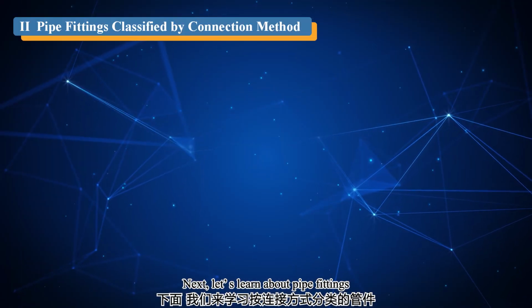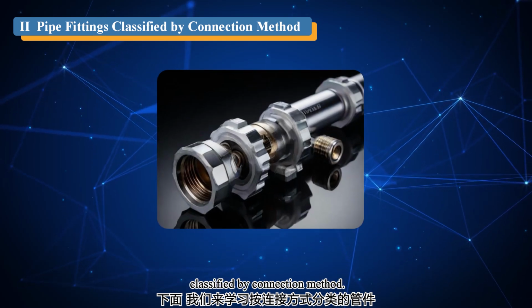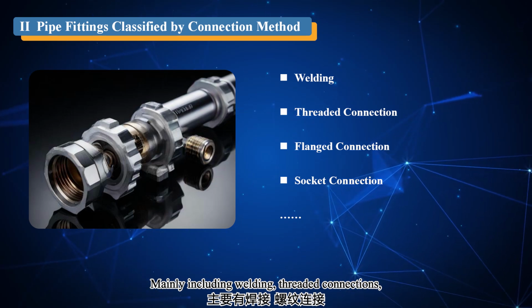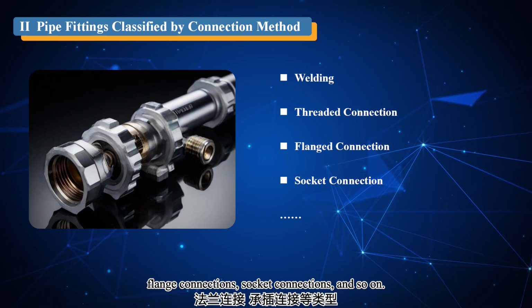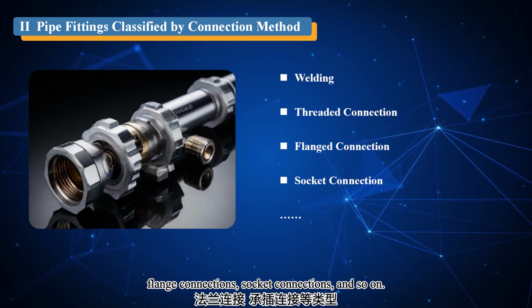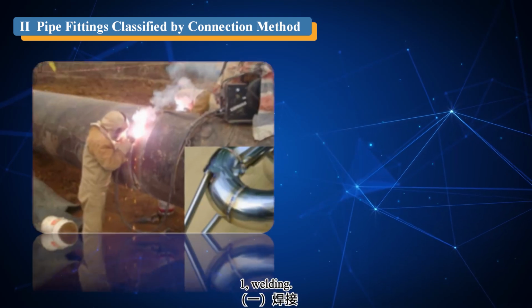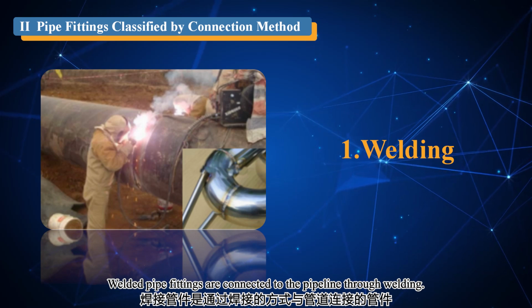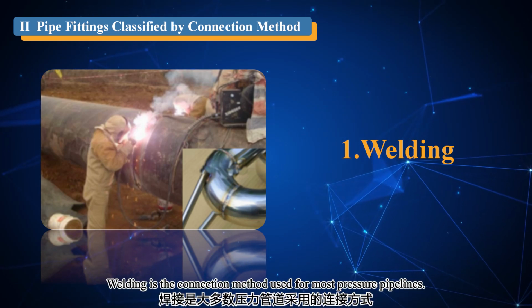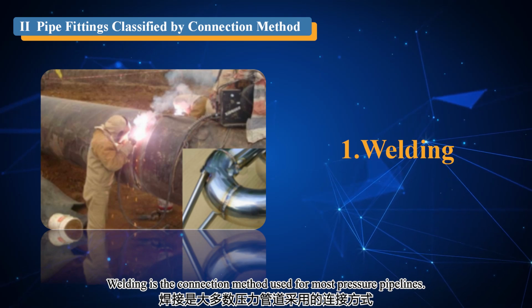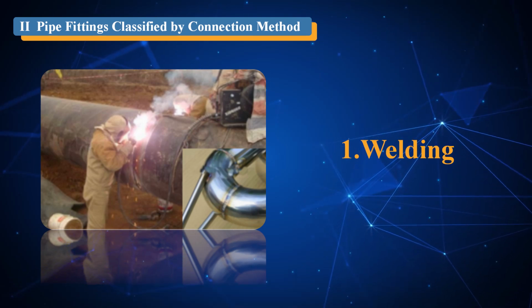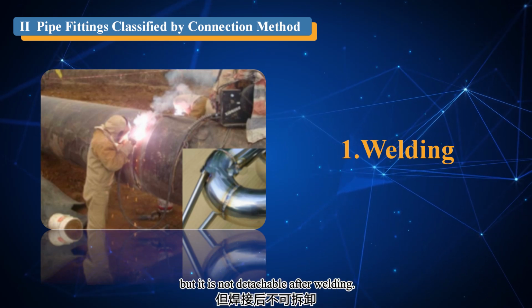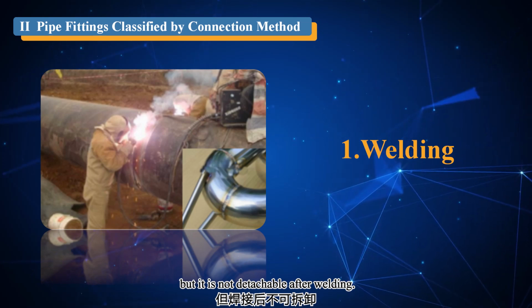Next, let's learn about pipe fittings classified by connection method, mainly including welding, threaded connections, flange connections, socket connections, and so on. First, welding. Welded pipe fittings are connected to the pipeline through welding. Welding is the connection method used for most pressure pipelines. It can be used for various pressures and temperatures, but it is not detachable after welding.